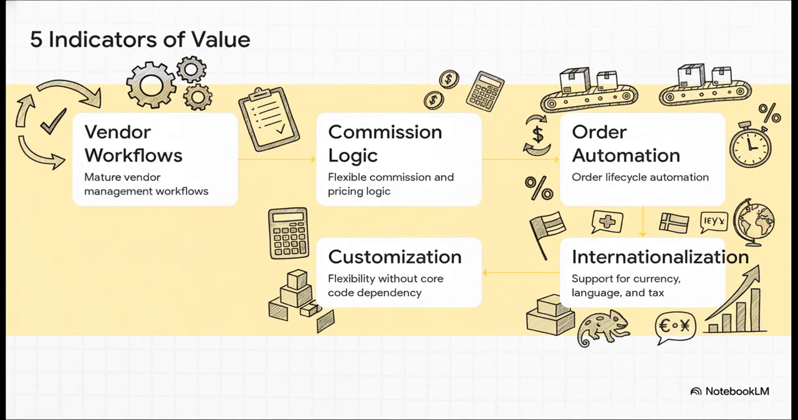So how do you find that solid engine? Here are 5 key things you've got to look for. First, check the vendor workflows. Are they easy to use? Because look, if your sellers can't easily manage the products, your marketplace is dead on arrival. Second, you have to test the commission logic. Can you actually run your business model on it? Third, verify the order automation. Does the whole system run from purchase to fulfillment without you having to do it all by hand? Fourth, confirm it supports international currencies and languages. And last, but definitely not least, assess its customization flexibility. Can you actually grow and adapt this thing, or are you going to hit a technical wall in a year?